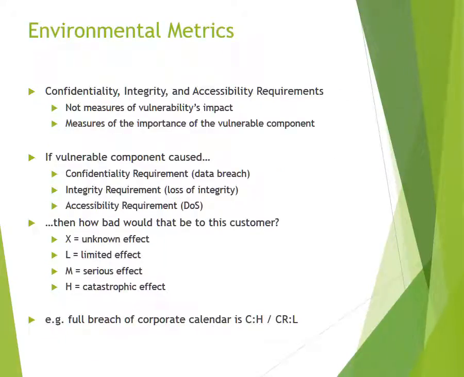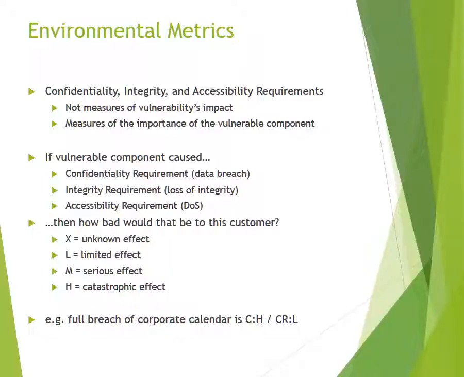For environmental metrics, there's two types of environmental metrics. One is metrics such as confidentiality, integrity, and accessibility requirements. We've seen those before in base metrics. But these environmental metrics are not a measure of the vulnerability's impact. It's a measure of the importance of the vulnerable component.